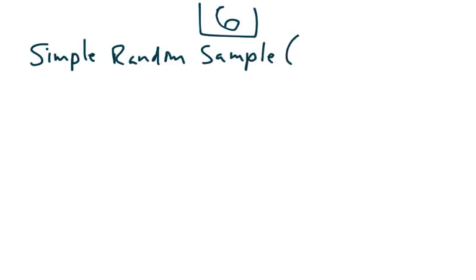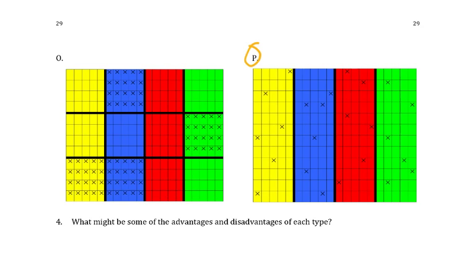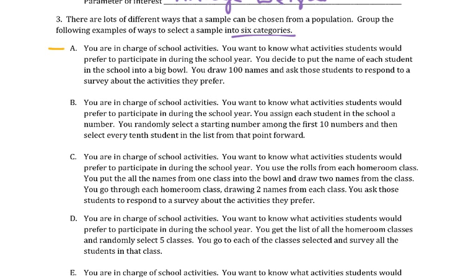The ones that deal with this would be like problem A, G, and L. Okay, so let's take a look at those. A says you are in charge of a school activity. You want to know what activities students would prefer to participate in during the school year. You decide to put the name of each student in the school into a big bowl. You draw 100 names and ask those students to respond to the survey about the activities they prefer. So it's randomized, and there's nothing else going into that.